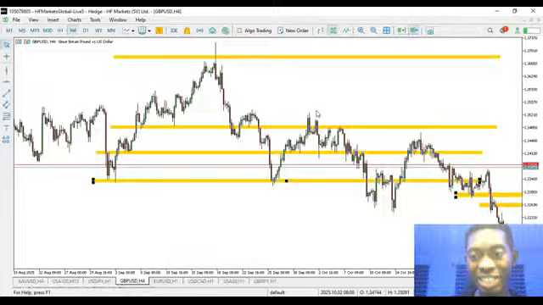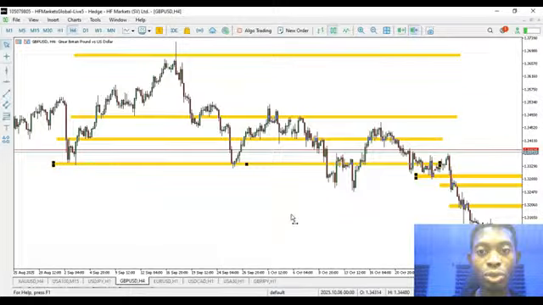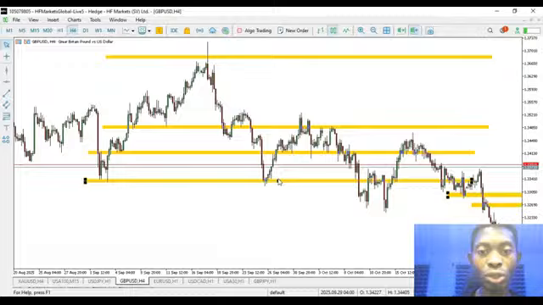This is how to trade. Don't forget I said price moves from zone to zone. Don't ever forget that price moves from zone to zone.